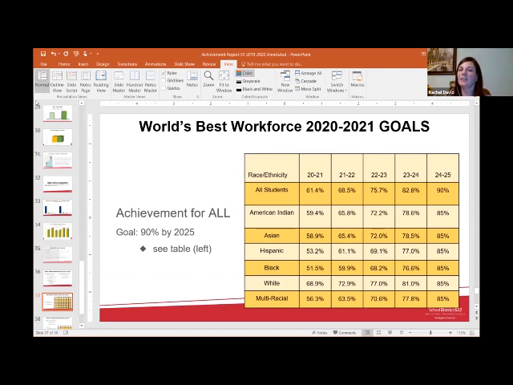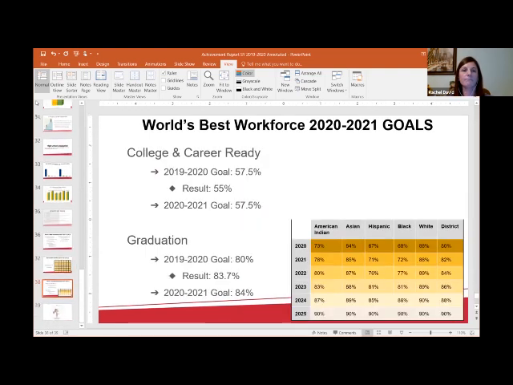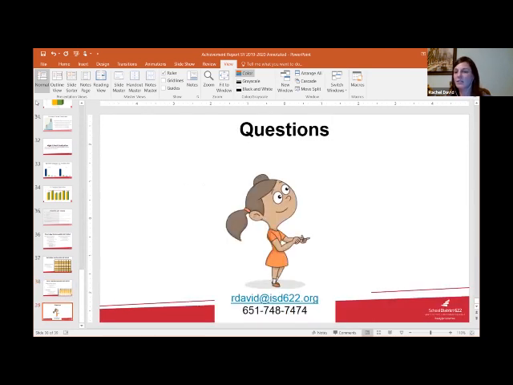If you take a look at the 2021 column, that would be the proficiency rate that we would want each of those student groups to attain. For college and career readiness, even though we didn't meet our goal of 57.5, our goal for this year is to meet that goal of 57.5. We were just 2.5% shy there. And then for graduation, we're setting a goal of 84%, which puts us a year ahead of what we had set forth based on the table that you see to the right. And with that, I'll take any questions that you may have.